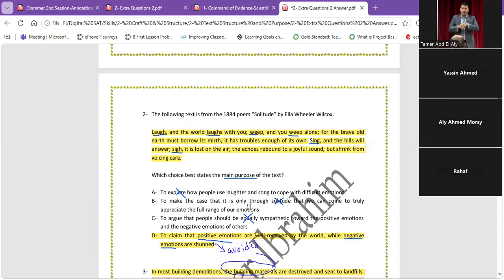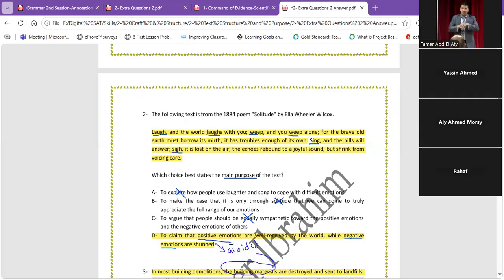No, he doesn't talk about loneliness. Solitude means loneliness. He talks about how we have to be open, we have to have positive emotion. C, to argue that people should be equally sympathetic toward the positive emotion and the negative emotion of others. No, he said to cancel any negative emotions at all.